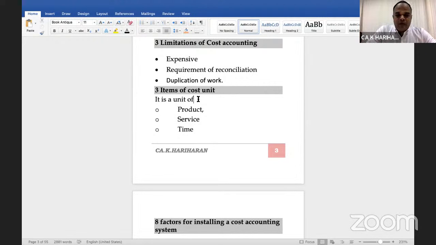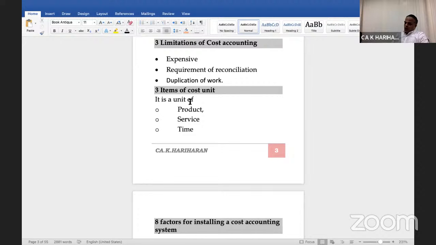Then, next one is what? Three items for the cost unit. Cost unit consists of unit of product, or service, or time, or a combination of all, for the purpose of expression of cost and for the purpose of controlling the cost. So these are the three things: unit of product or service or time or combination of all, for the purpose of expression of cost and for the purpose of controlling the cost.